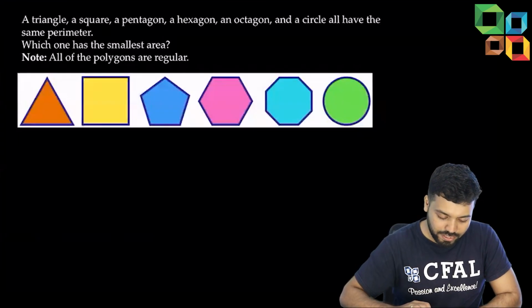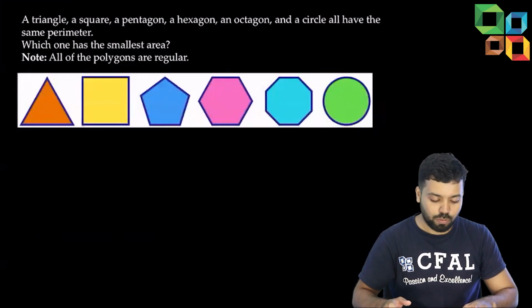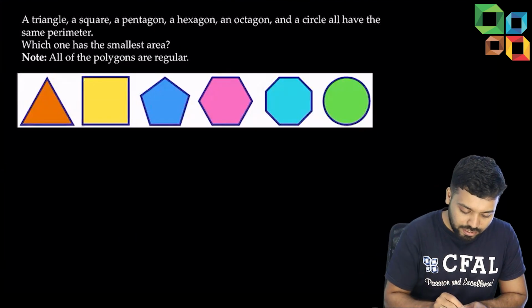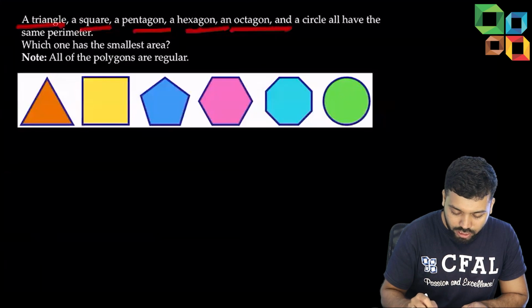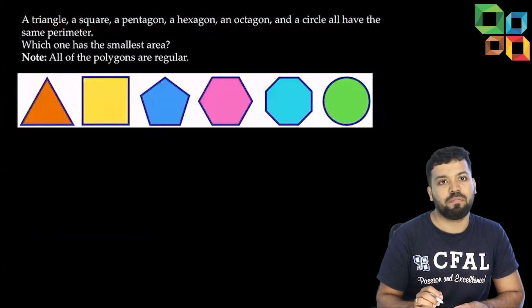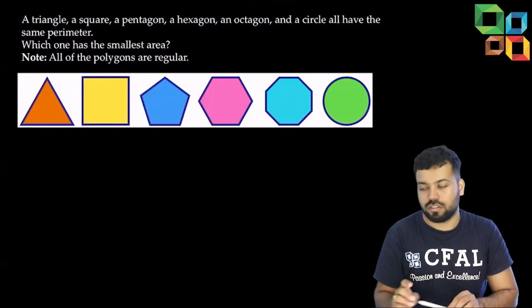Okay, this one looks like an interesting problem. Try answering this. A triangle, a square, a pentagon, a hexagon, an octagon, and a circle all have the same perimeter. Which one has the smallest area?